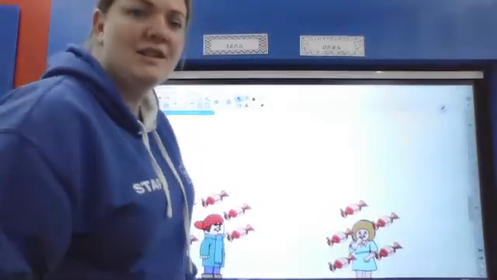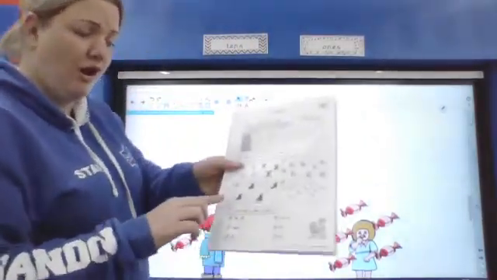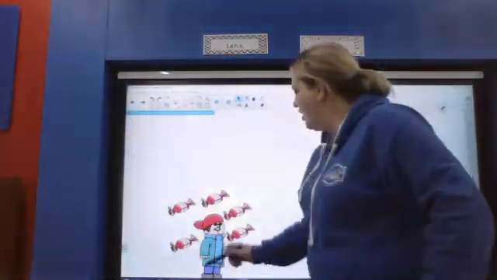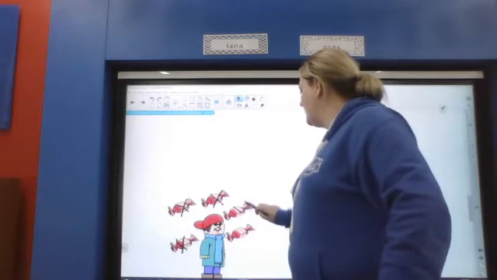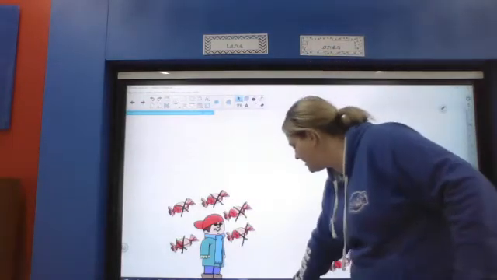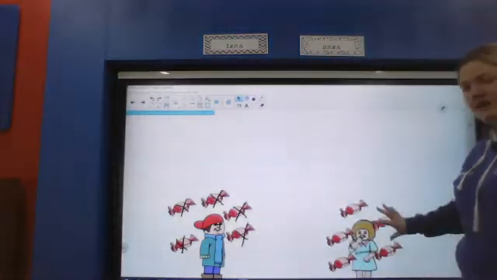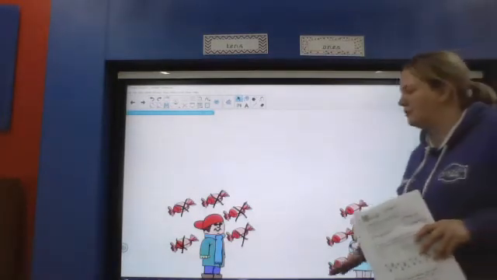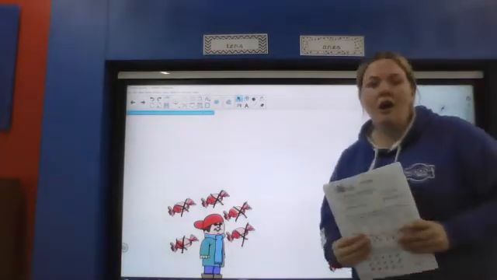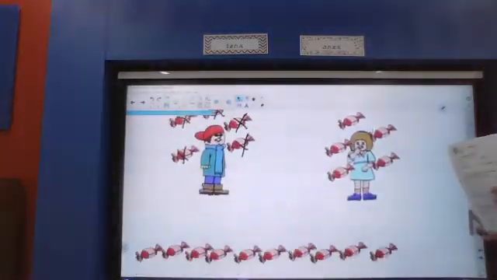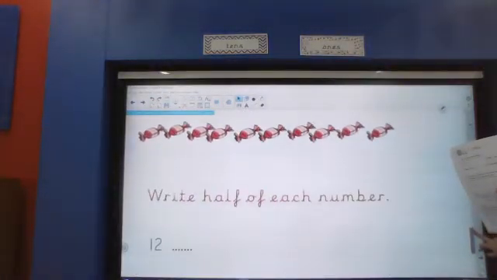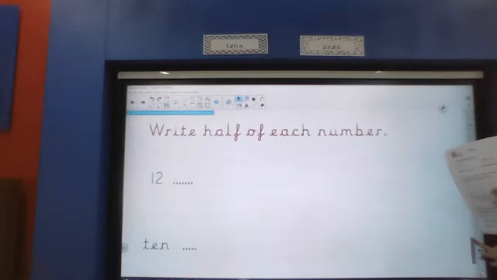Okay. So if I was having to cross out half, just like question 2 says, I would know that I need to cross out 5, because we know that they are in 2 equal groups. They have 5 and they have 5. 2 equal groups. We are crossing out half of them. Okay? Excellent. Right, now, next one.